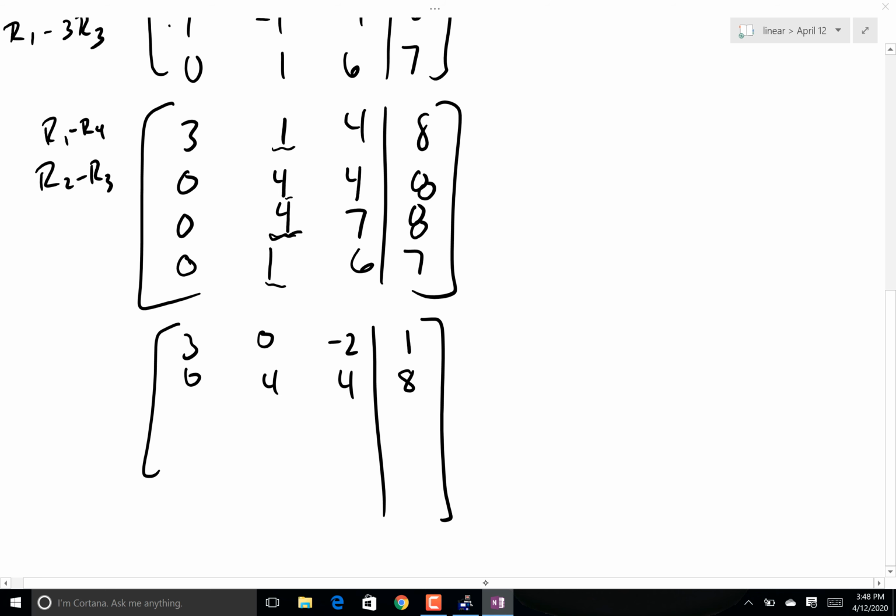So that's going to be 0. Minus 0 is 0, obviously. 4 minus 4 is 0. 4 minus 7 is negative 3. 8 minus 8 is a goose egg. That's hot.